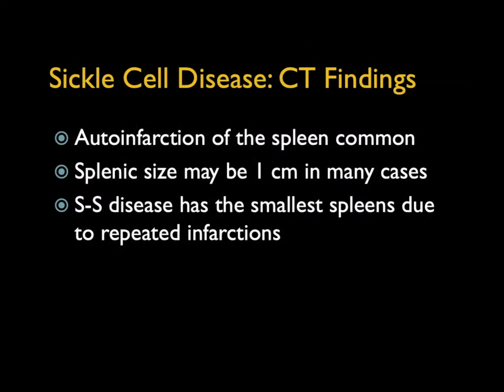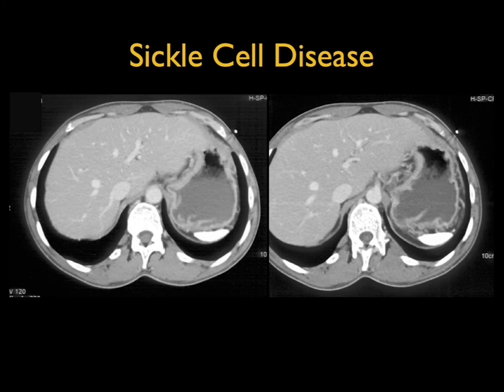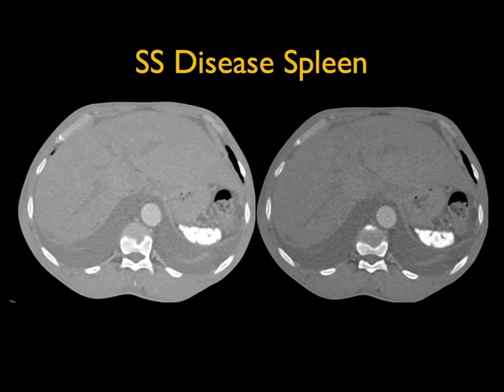Now, when you talk about things that give infarcts, we always mention sickle cell disease. Autoinfarction is common, and these are the patients with very tiny spleens, often a centimeter or even smaller. It's repeated infarcts. You can see the spleen is very dense. There's no magic. That's autoinfarction. Very dense spleen calcification beyond that is exceedingly rare. Another example of sickle cell disease with a calcified spleen, and typically the spleens are small.